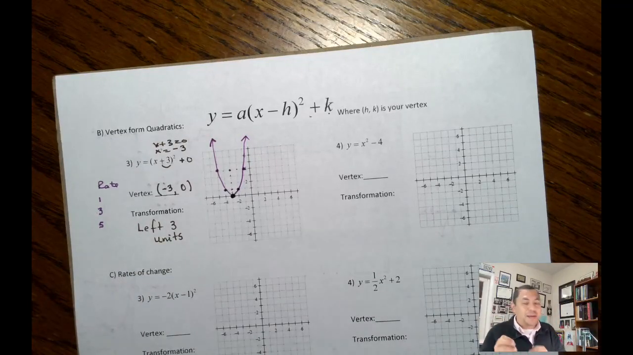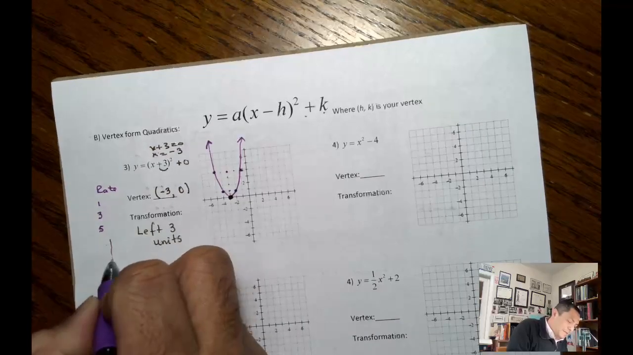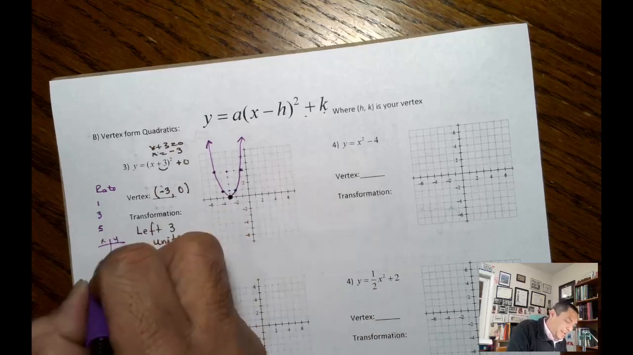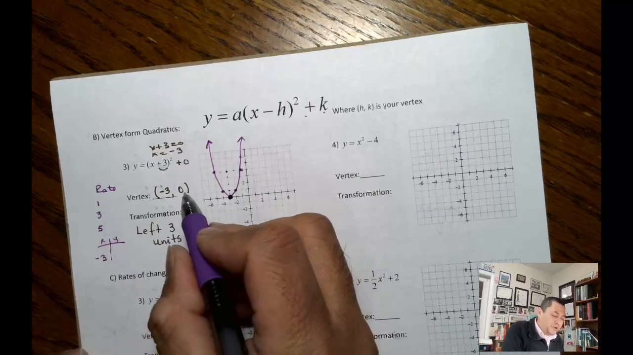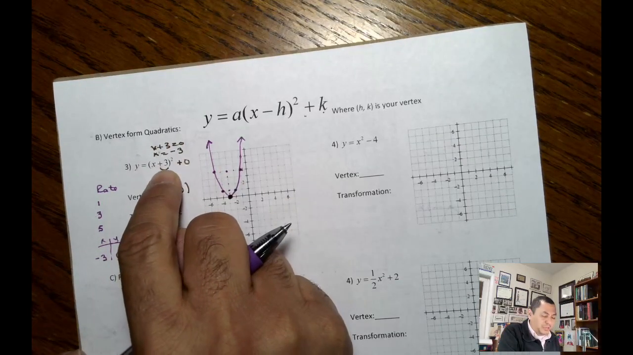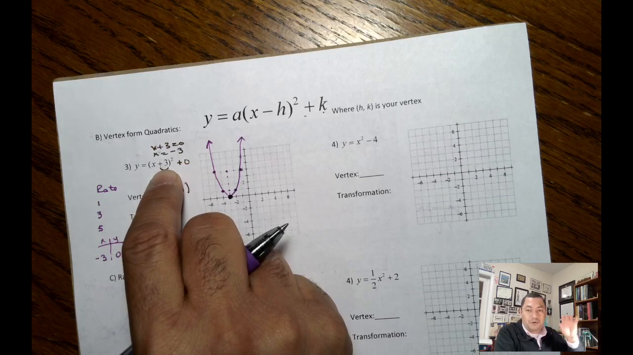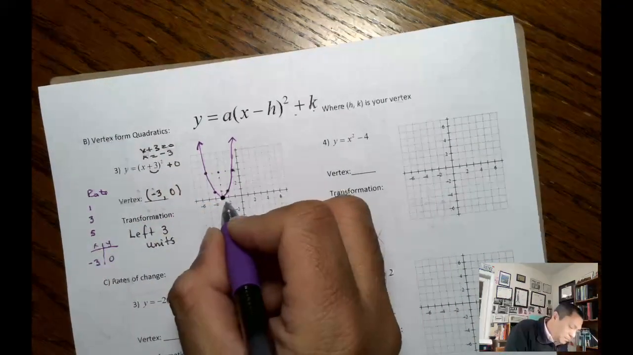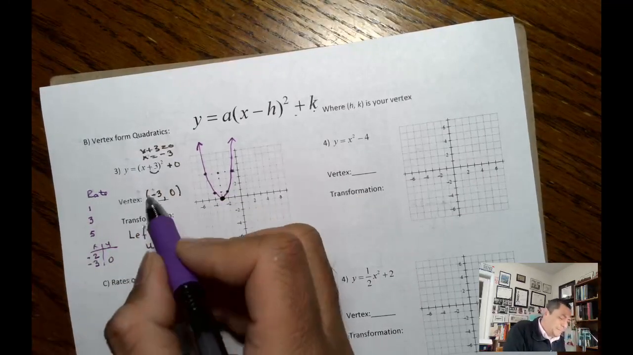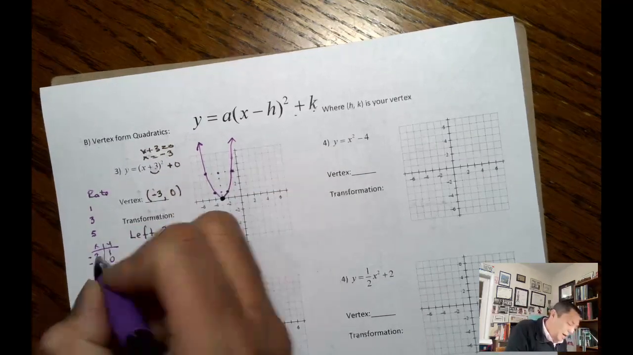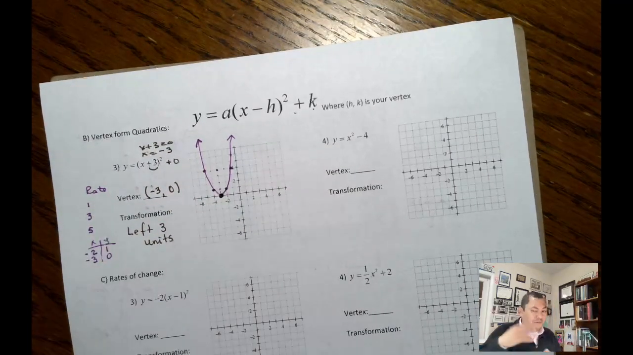If you want, you can make a table of values, x, y. Looking at your vertex, you have -3. You know you're going to get 0 in the y value because -3 plus 3 is 0. 0 to the second power is 0. Plus 0 is 0. And then you can do -2. Okay. -2 plus 3 is 1. 1 to the second power is 1. See, it's exactly the same as the rate. If you know how to use the rate, everything is going to get easier.